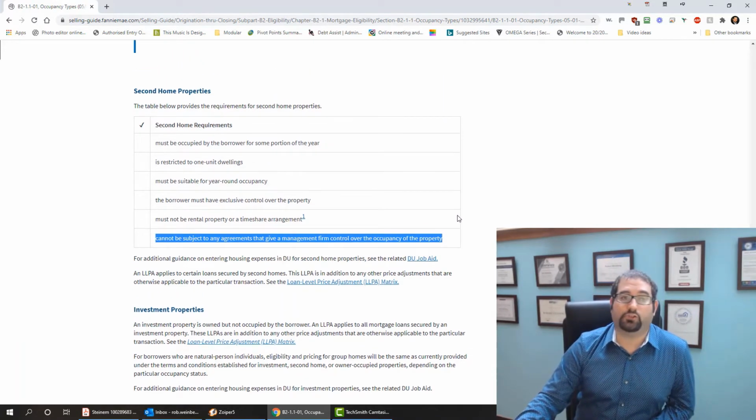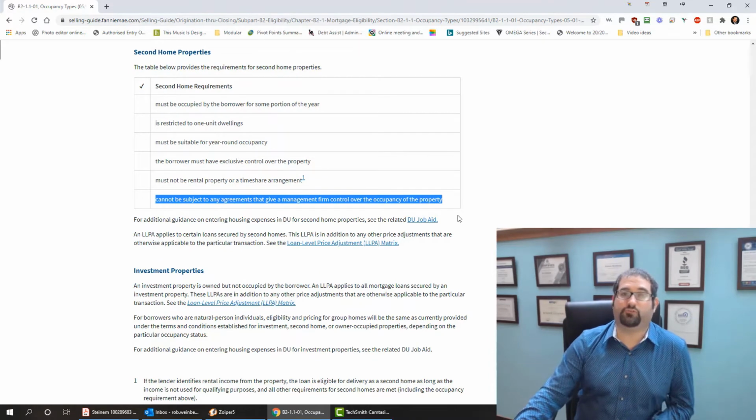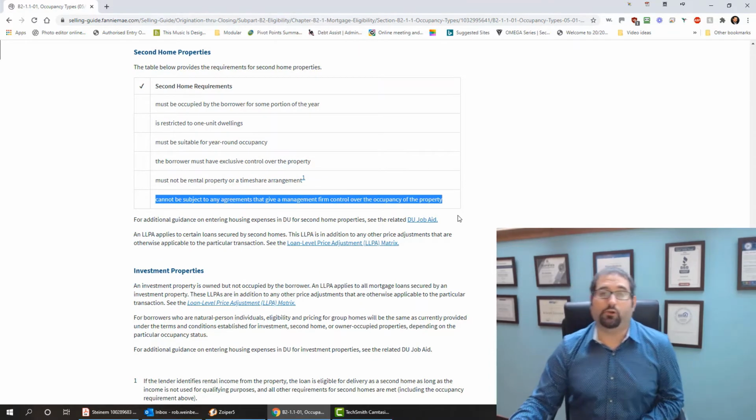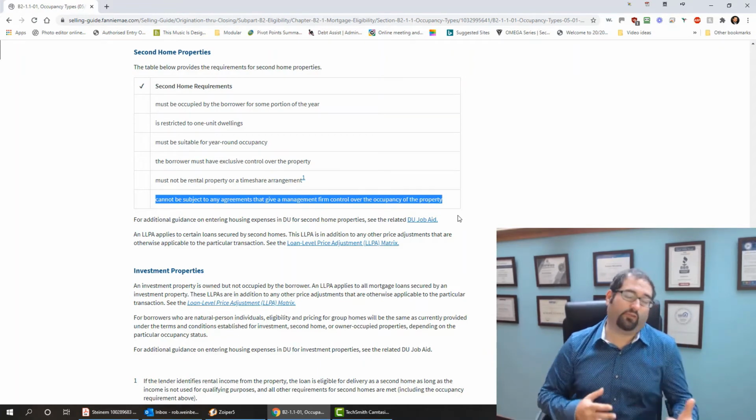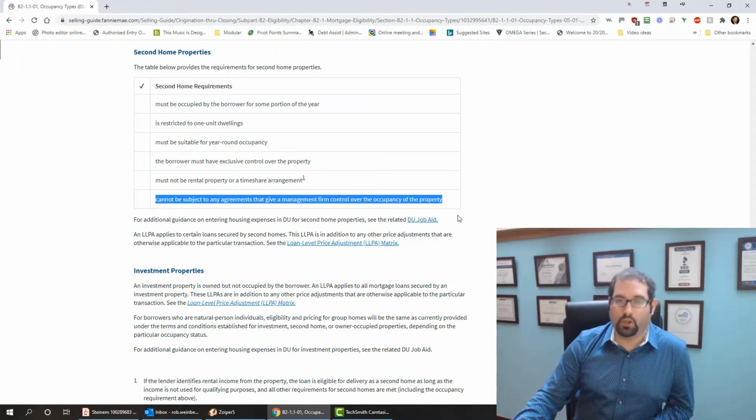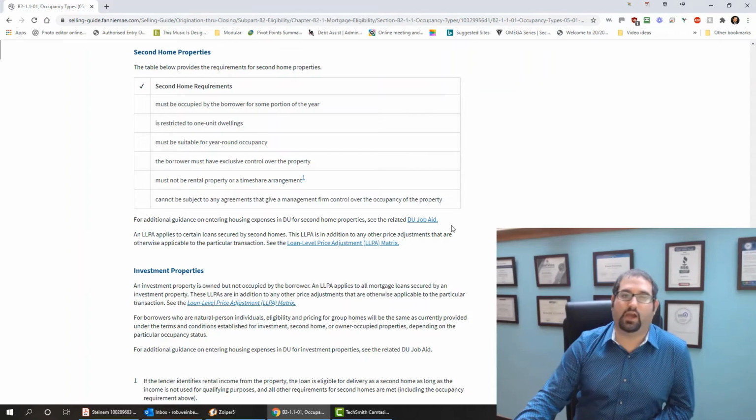Now, second homes also have very preferential loan terms. The interest rates are typically going to be very close, if not the same, as a primary home. You do usually have to put a little bit of a bigger down payment on a second home versus a primary home, so just keep that in mind.